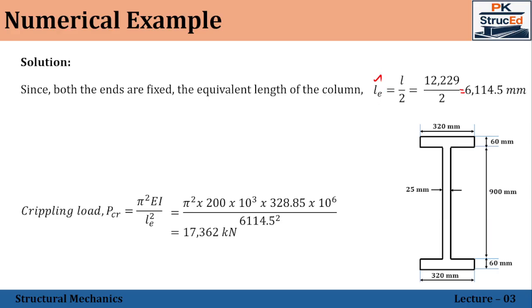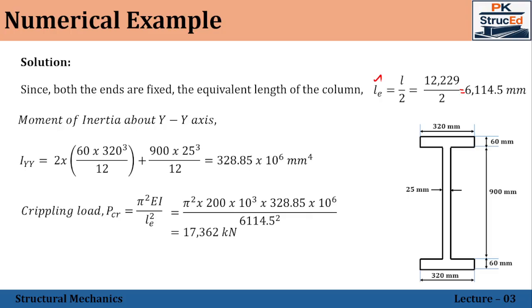Next, E and I are known, I to be found out, because for finding the crippling load we need to find the minimum of those two. So we are taking the YY axis, because for the YY axis the total is 1020, the total depth, and the width is 320. So this will give the minimum value. That is the reason we are going with the IYY.